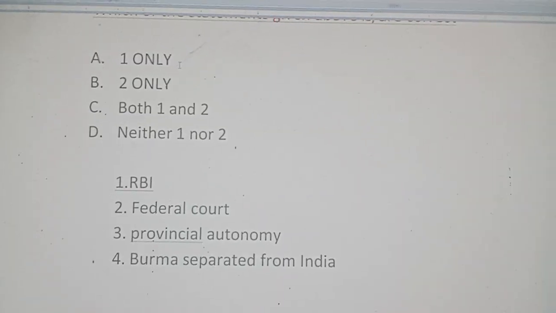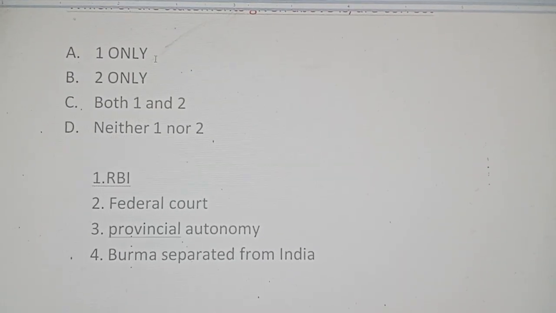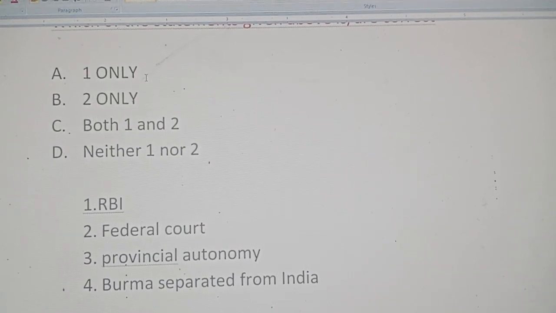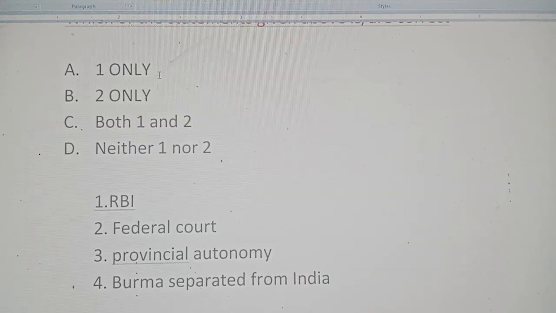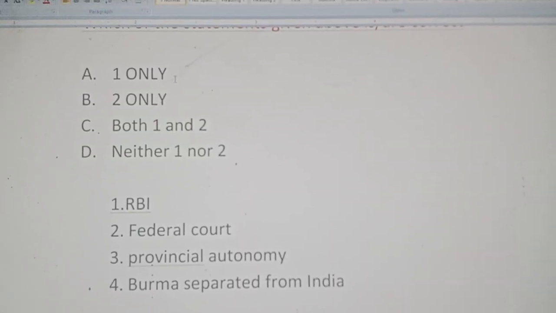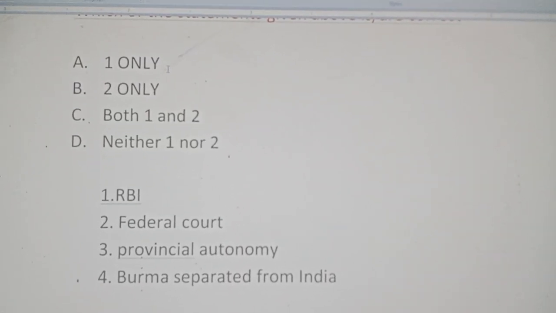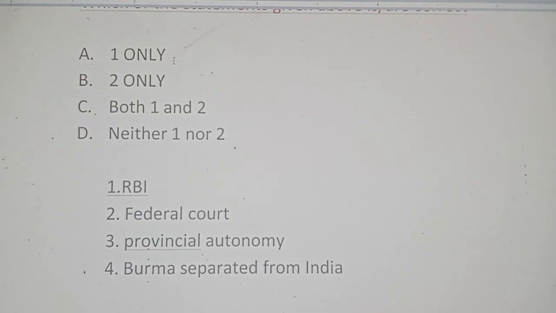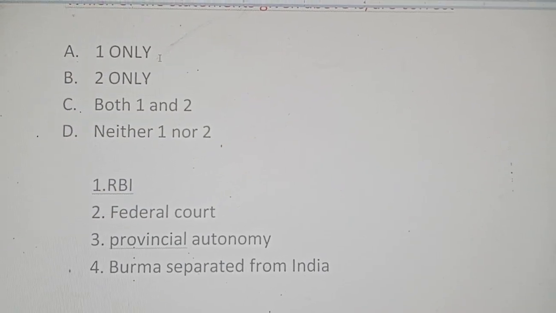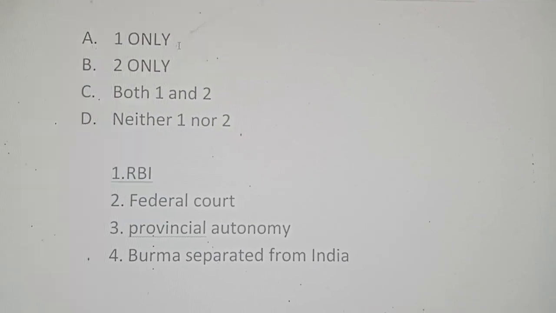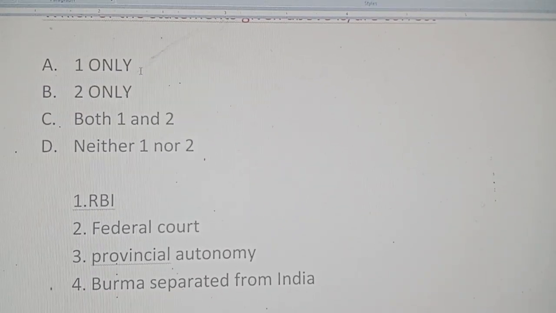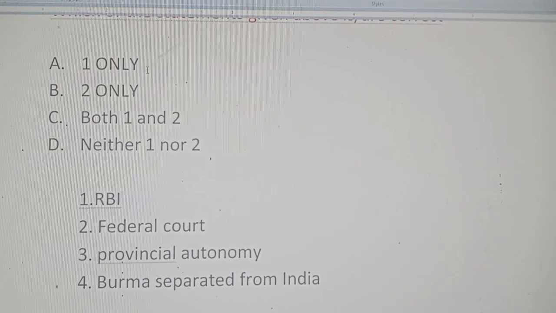The Government of India Act 1935: RBI was established by this act. The Federal Court, like a Supreme Court, was established by this act. Provincial autonomy was provided by this act. Burma was separated from India by this act. These are the features of the Government of India Act 1935.